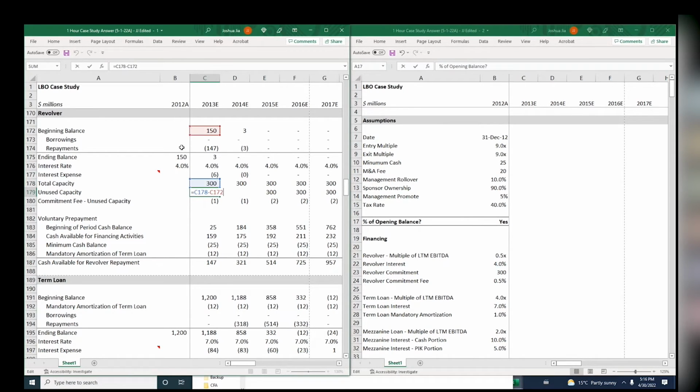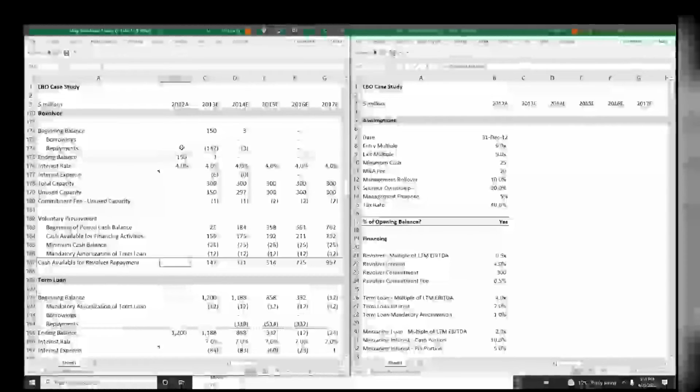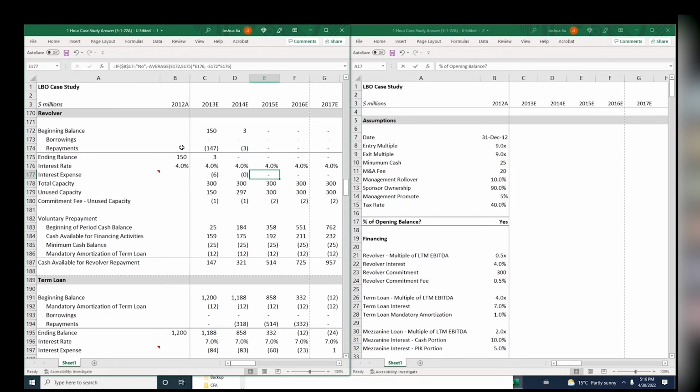The other thing was we have to figure out unused capacity. This is how much we're not using, and we have to charge, I think, a 1% fee on that. So that's another fee that we have to pay. Okay, so that's the revolver. Sorry for getting lost in that interest expense thing, but let's keep going.